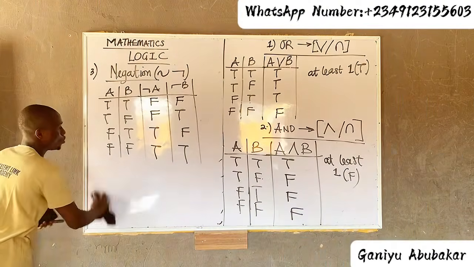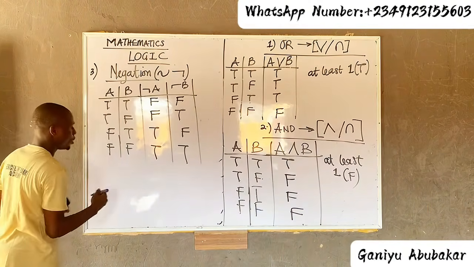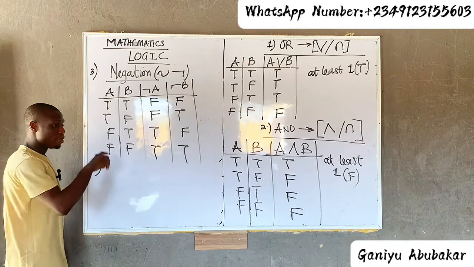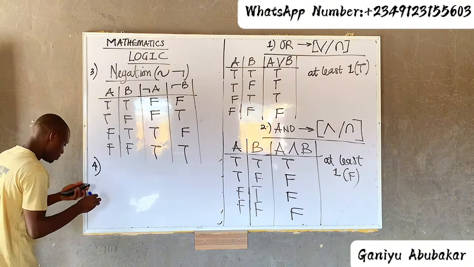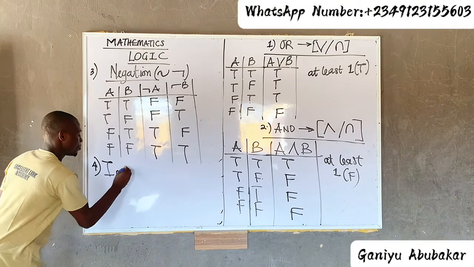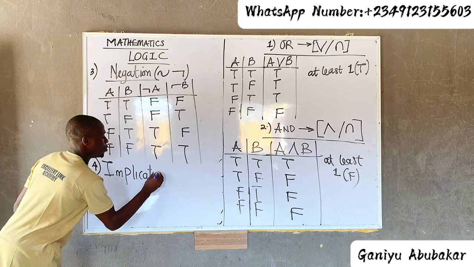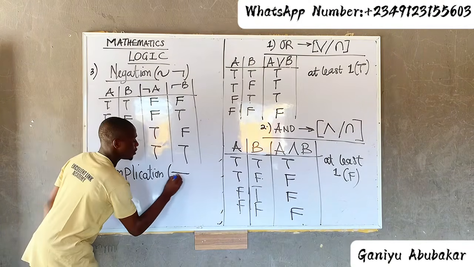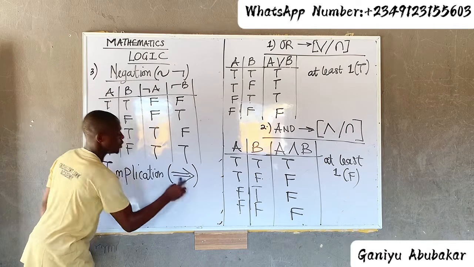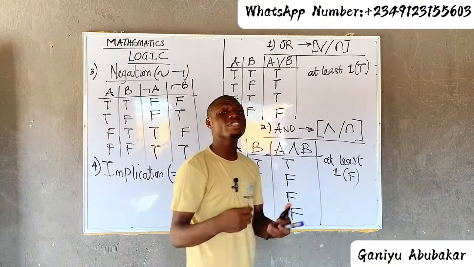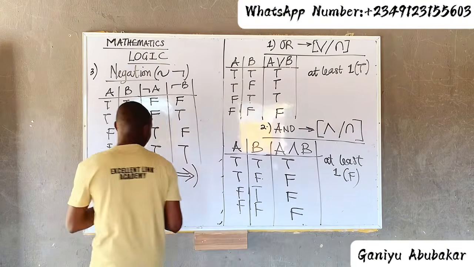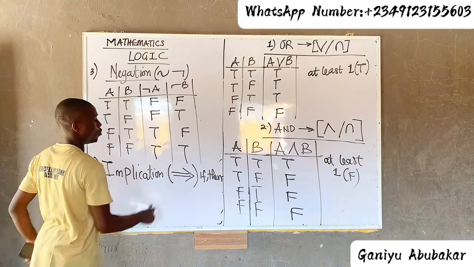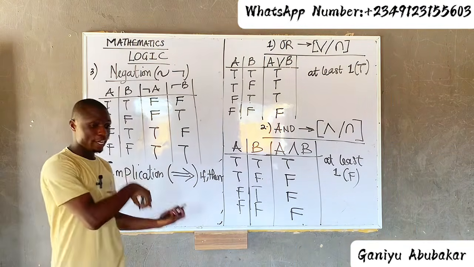So let's discuss the other ones. This is 1, 2, 3. Let's do number 4. Number 4 there is called implication. So for implication, the symbol is expressed as this. This is the symbol for representing implication. And what does this mean? It means if, comma, then. That's the meaning of this symbol.